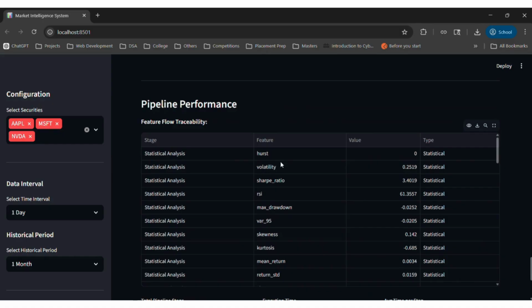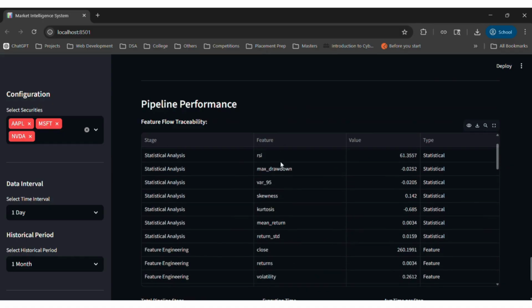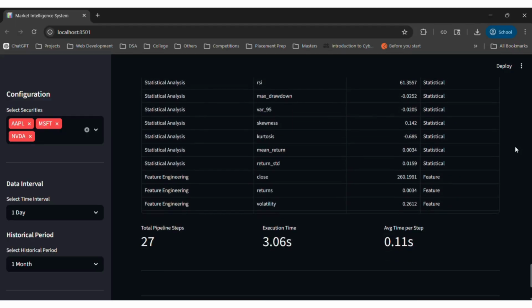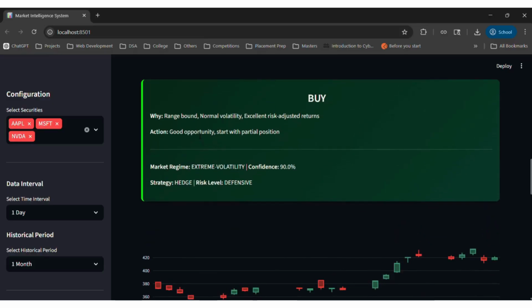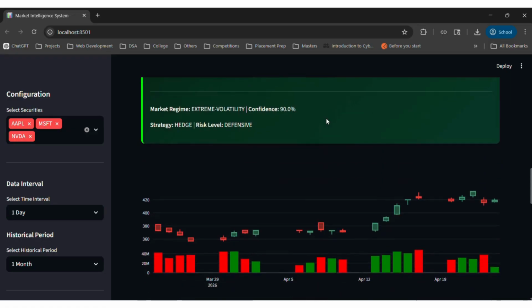We also evaluate the pipeline's performance. This includes signal consistency, risk adjusted outputs. For example, Microsoft. For Microsoft, we have these values calculated, and the decision that was made based on the data that we accumulated and the interpretations that we made using that.